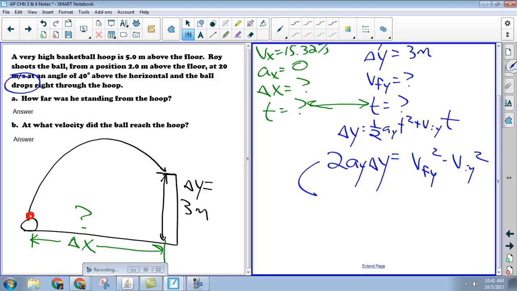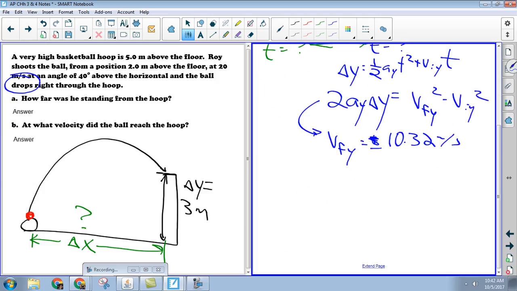So use this equation, and you find out that your VFY is, to solve it, you take a square root. So you get plus or minus 10.37 or 3.22. I got 3.2, but whatever. Which one do I want, plus or minus? Minus, because it drops. Good? We're not there yet. All right, is everybody good? I found my VFY. Now I can find my time.